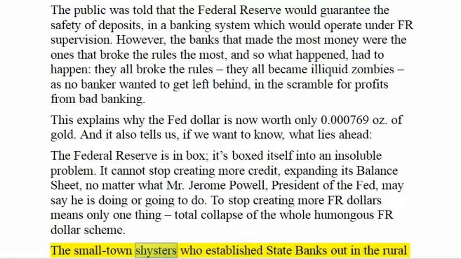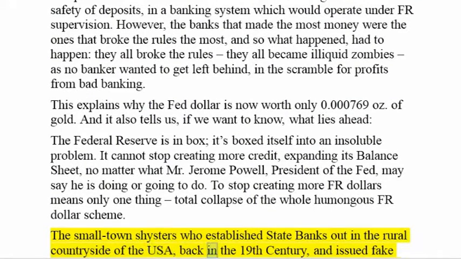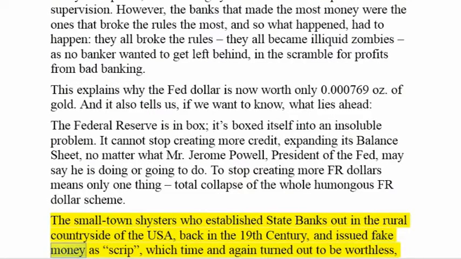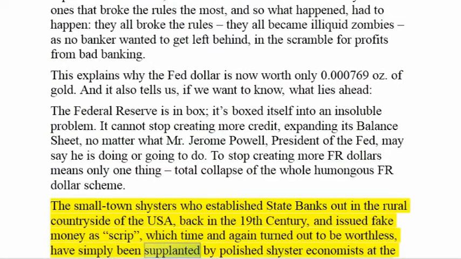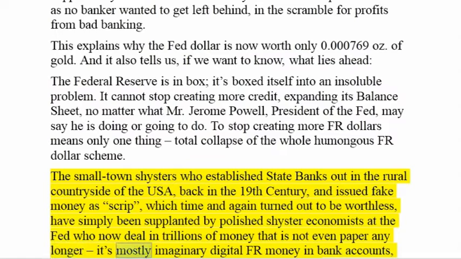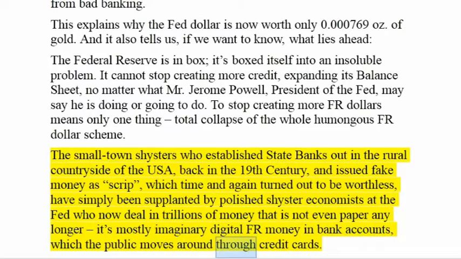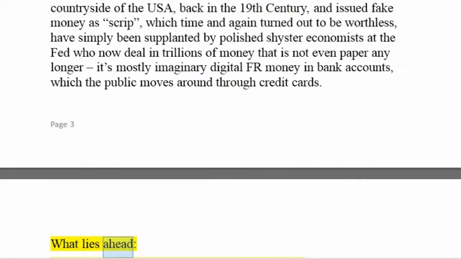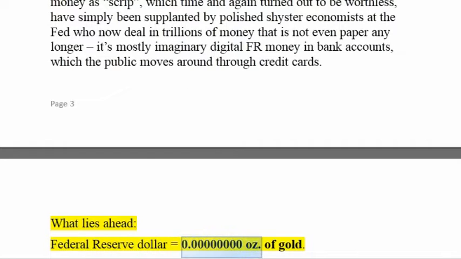The small-town shysters who established state banks out in the rural countryside of the USA, back in the 19th century, and issued fake money as scrip, which time and again turned out to be worthless, have simply been supplanted by polished shyster economists at the Fed who now deal in trillions of money that is not even paper any longer, it's mostly imaginary digital FR money in bank accounts, which the public moves around through credit cards. What lies ahead? Federal Reserve dollar equals 0.00000000 ounces of gold.